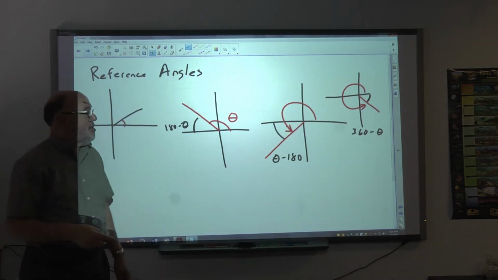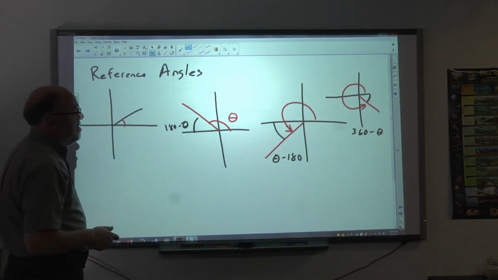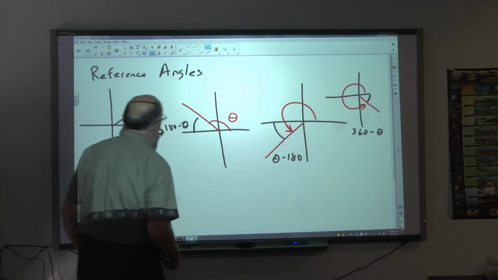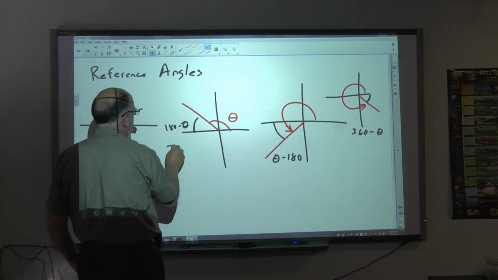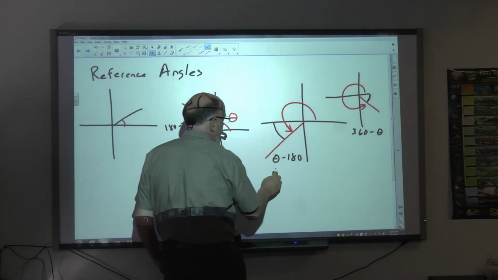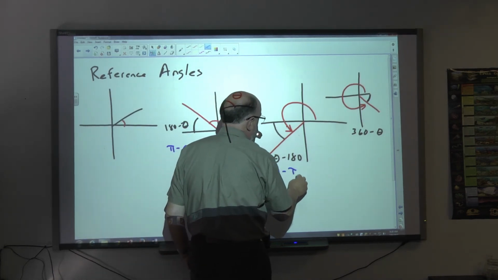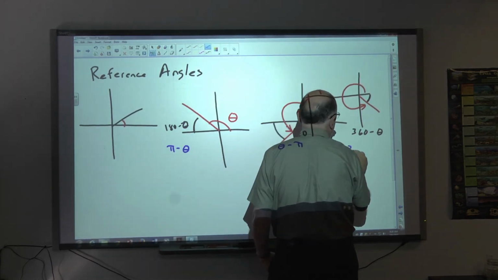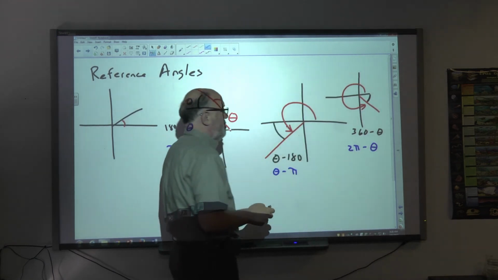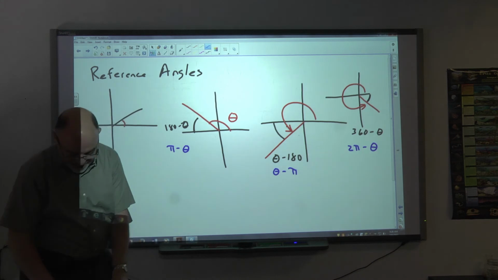So we've got reference angles. We can also look at these in terms of radians. If I do the same formulas in terms of radians, this would be pi minus theta, this would be theta minus pi, and this is 2 pi minus theta. So, reference angles.